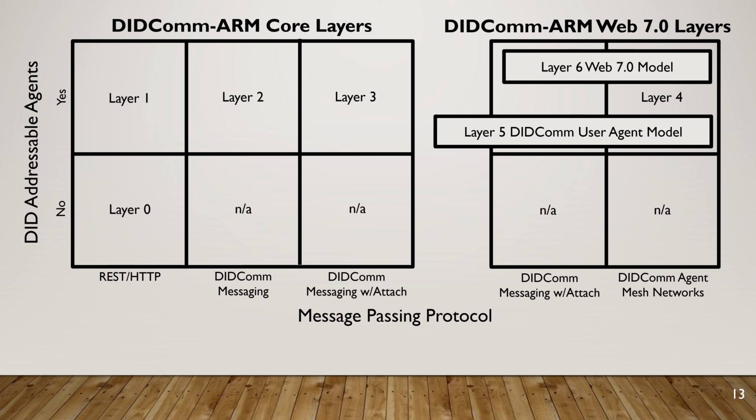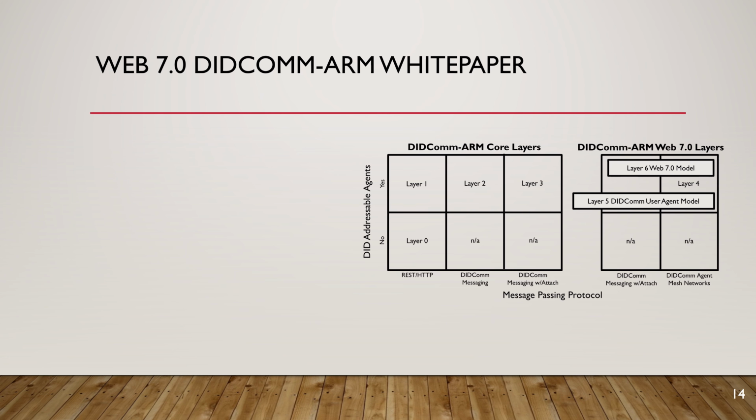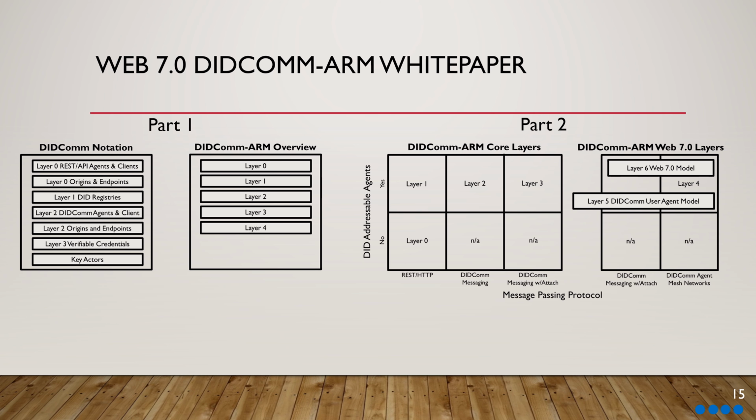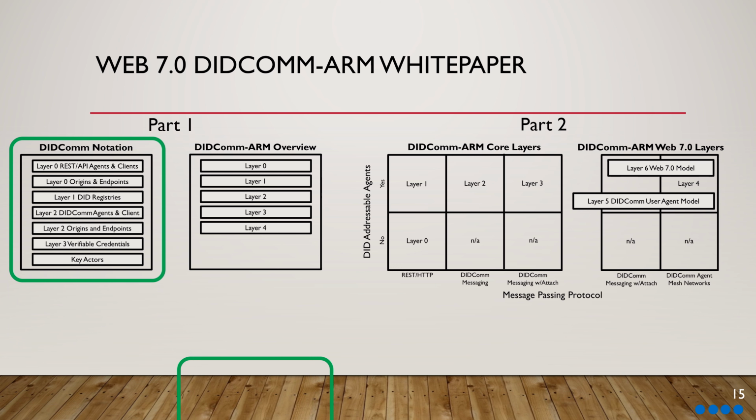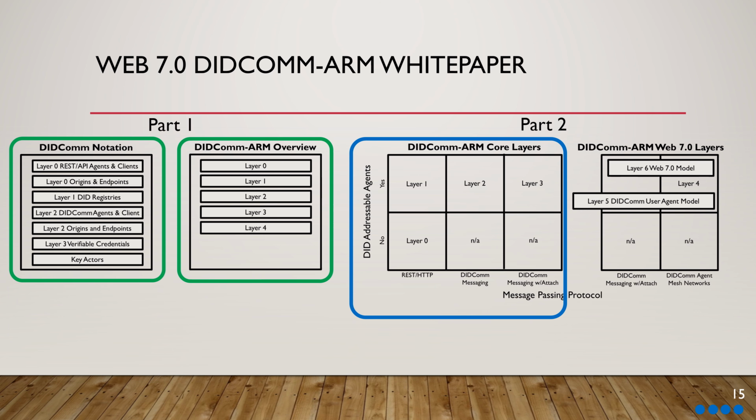Okay, so let's take that last picture and just pull it apart, just to make it a little bit easier to chunk it and make it a little bit easier to understand. Move that over to the right-hand side, and we add these two blocks, rectangles on the left. This is what the white paper looks like. It starts with the DIDComm Notation section. It does an overview of the first 5 layers. And then it does a drill down on those first 4 layers, and then it does a drill down on layers 4, 5, and 6.